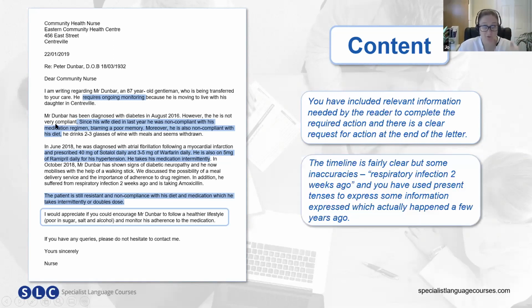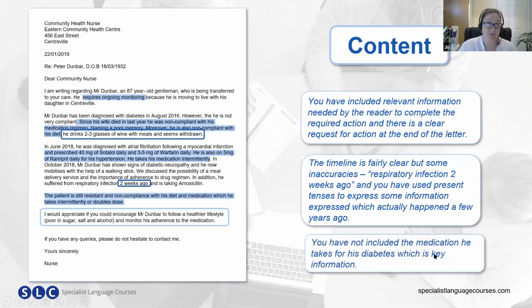Timeline's quite clear, you've got lots of dates here, but there's a few inaccuracies. So we talked about this 2 weeks ago, which wasn't 2 weeks ago. And there's a few errors with tenses as well, which can cause a little bit of confusion. And there's some things that happened in the past, not now here. Also, very importantly, his medication for his diabetes has not been included, and this is key information. So I think that's the main thing about content to note here as well.